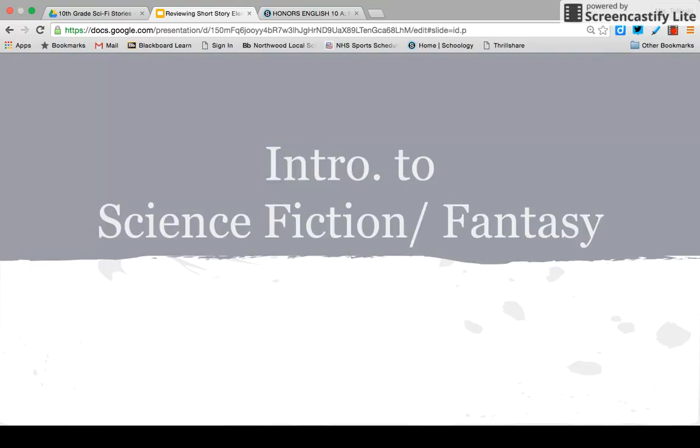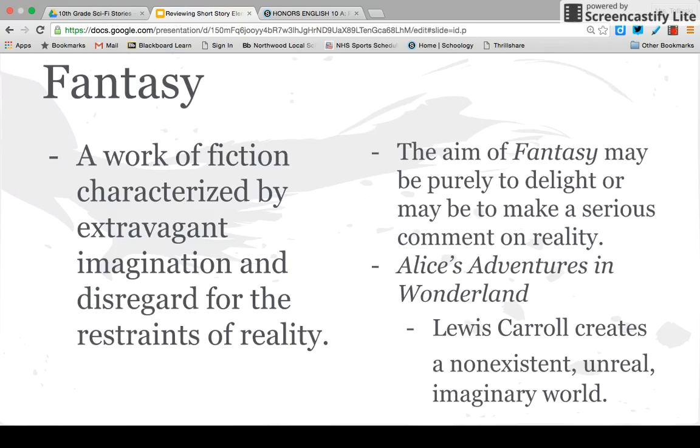So the next thing we're going to talk about is science fiction and fantasy. First, we're going to talk about fantasy. Fantasy is something that you have probably heard of before. It is a work of fiction in which things are made very extravagant, and there's a disregard for the restraints or the limitations of reality. So kind of anything can happen in fantasy.